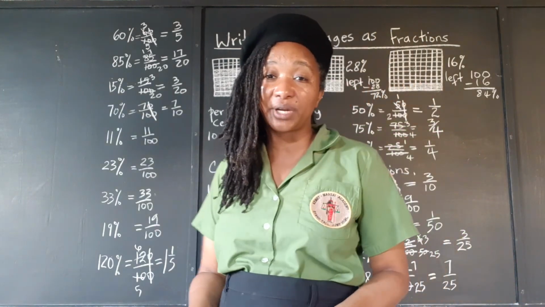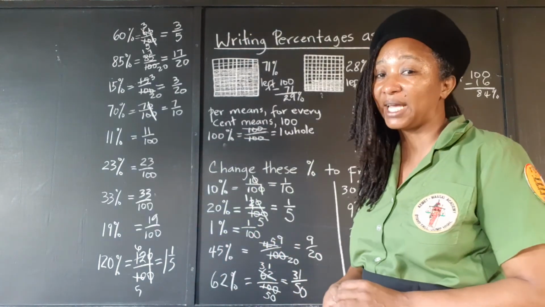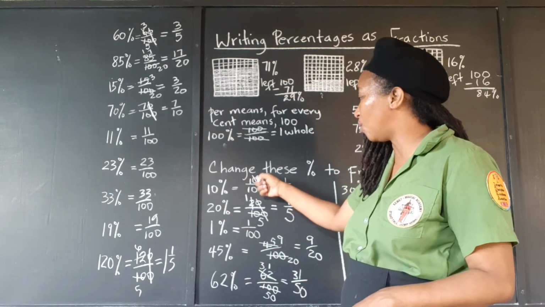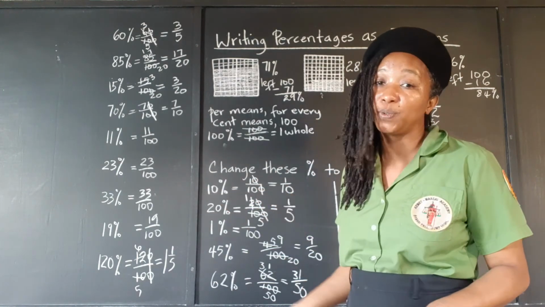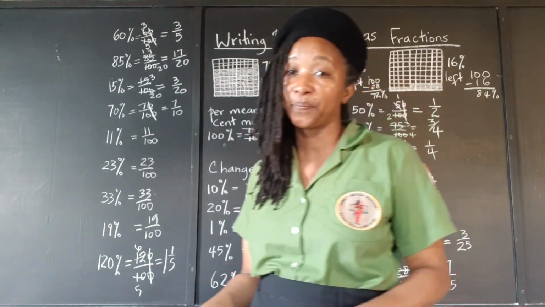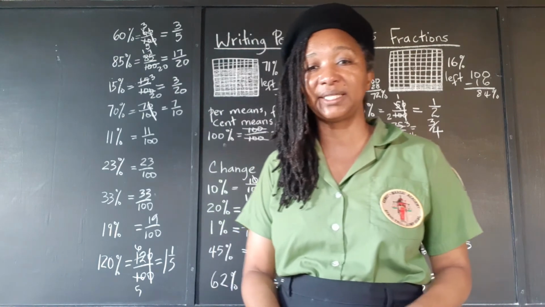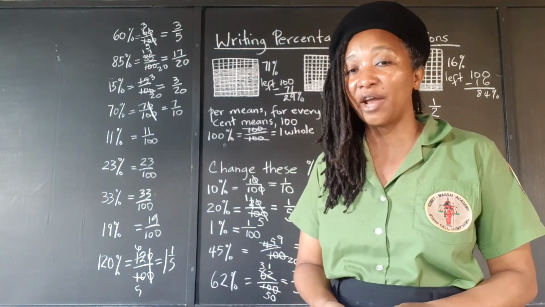So that's it. Percent means 100. If you're expressing a percent as a fraction, just rewrite that percent over 100 and reduce the fraction if you can. If you can't, leave it as is, or you can make a note to say it's in its simplest form, cannot be reduced.